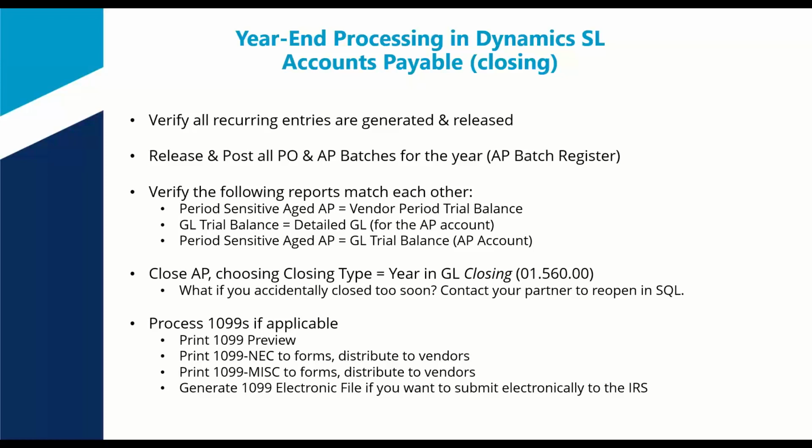You want to verify that your reports tie out. So your period sensitive aged AP report matches your vendor period trial balance. And your GL trial balance matches your detailed GL report for your AP account or accounts. And then that your period sensitive aged AP matches your GL trial balance for your AP account.